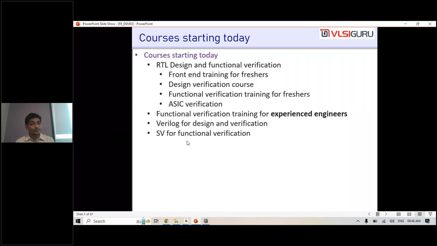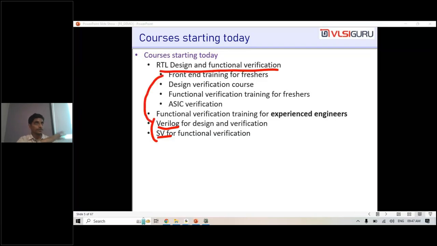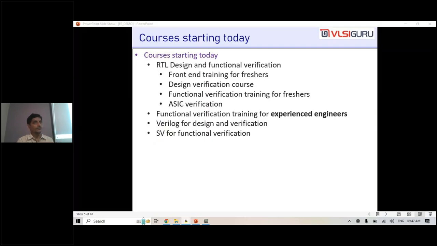Then we also have courses starting for Verilog for design and verification, and System Verilog for functional verification. As you are aware, Verilog and System Verilog are two languages which are used in VLSI for design and verification purposes. So these are actually part of the main course. But people who are pursuing their BTech, bachelors and masters will not have 8 or 9 months to pursue a full-time course. So we are giving them the flexibility to do these courses separately if they want. They can do it in live training as well. Let's say during summer break, you have 2 months, you can do one of these courses.